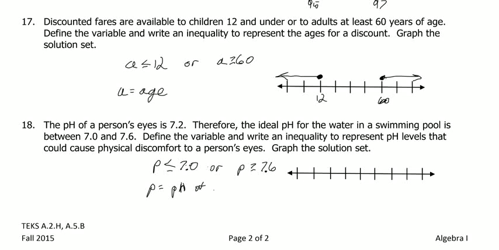So we put 7.0 down here and 7.6 up here, and that would be a closed dot and a closed dot. Arrow going to the right, arrow going to the left.